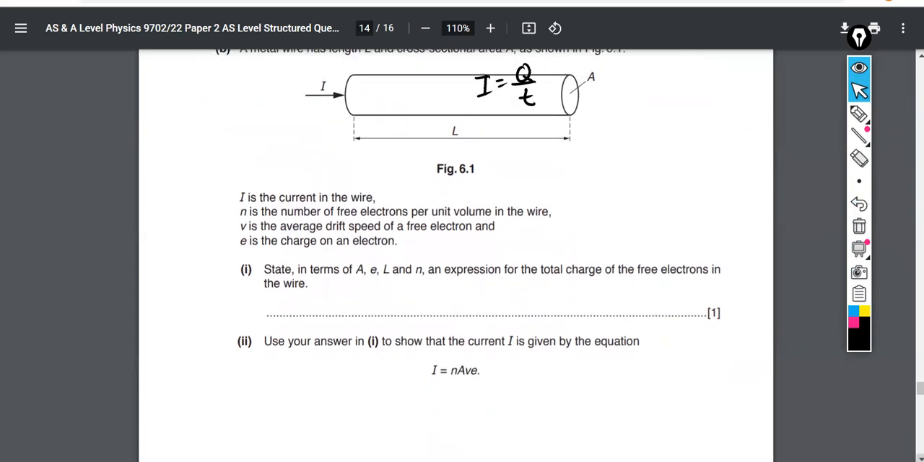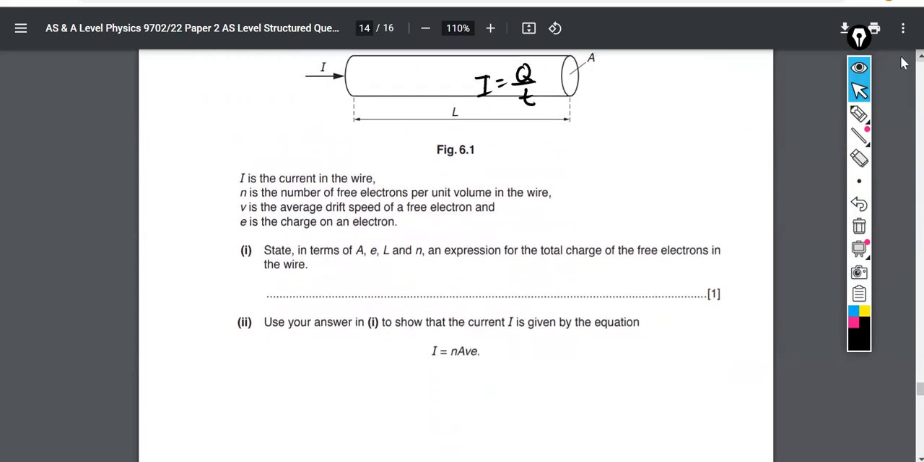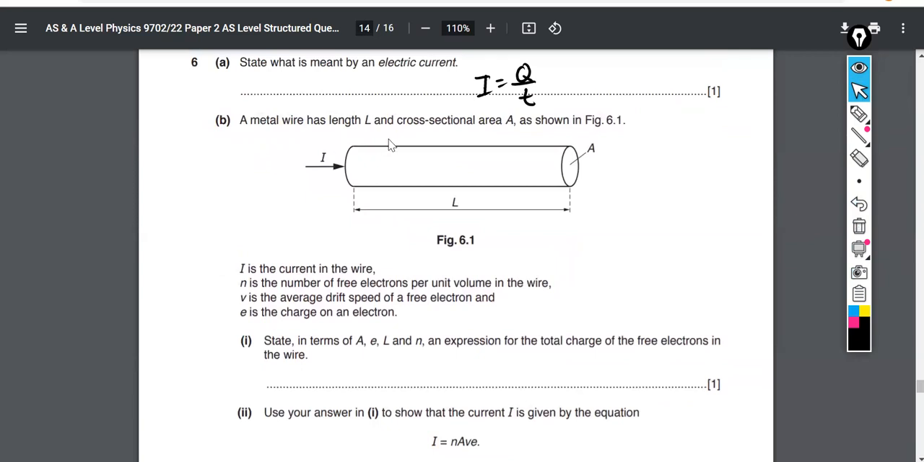All right, the question goes on to read: a metal wire has length L and cross-sectional area A, as shown in figure 6.1. It says I is the current in the wire, N is the number of free electrons per unit volume in the wire, V is the average drift speed of a free electron, and E is the charge on an electron. State, in terms of A, E, L, and N, an expression for the total charge of the free electrons in the wire.